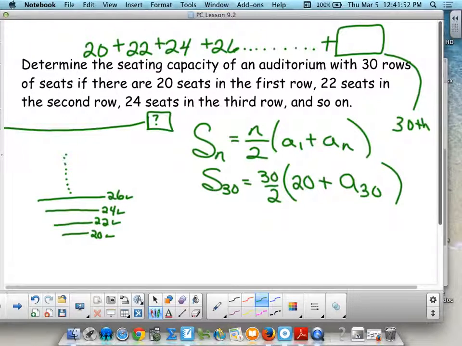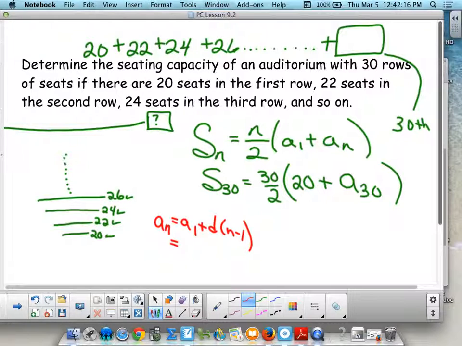I mean, you can sit there and go like this: 20, 22, 24, 26, 28. You can sit there and count until you get to the 30th row. Or you can just make a formula. I'm kind of hoping you make a formula. a sub n equals a sub 1 plus d times n minus 1.